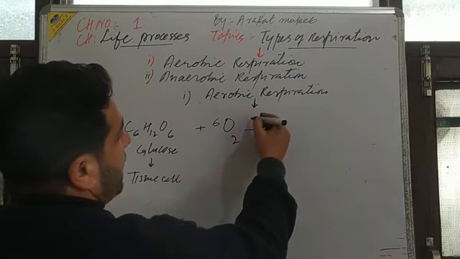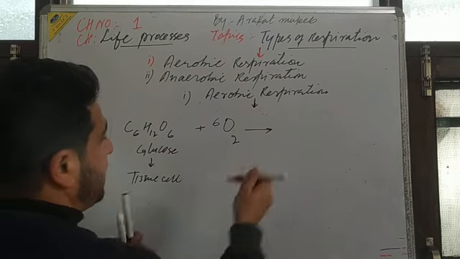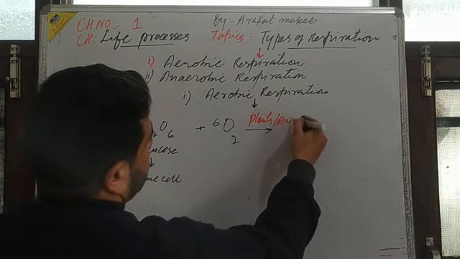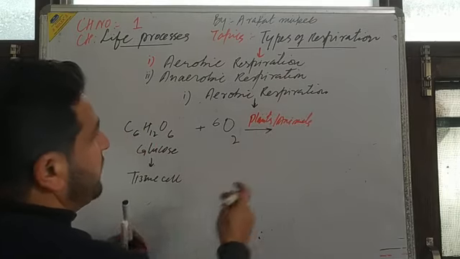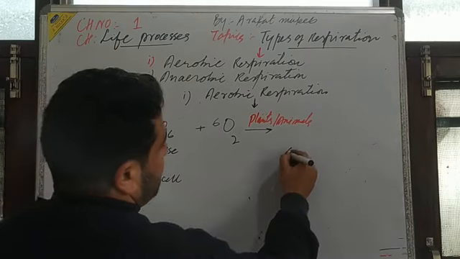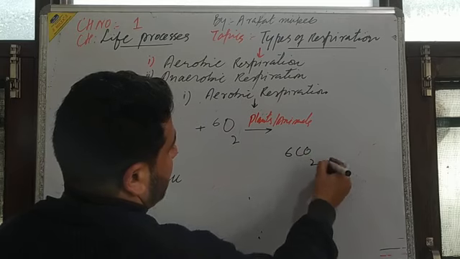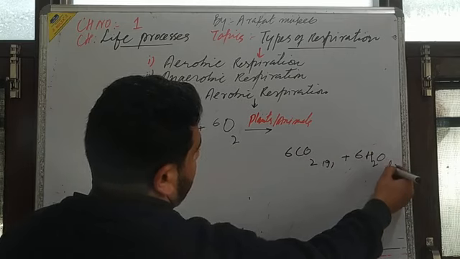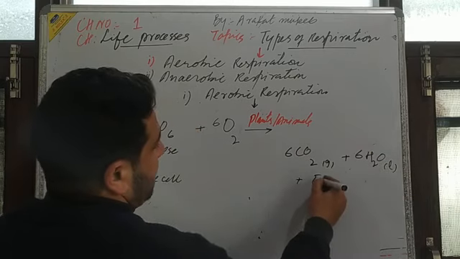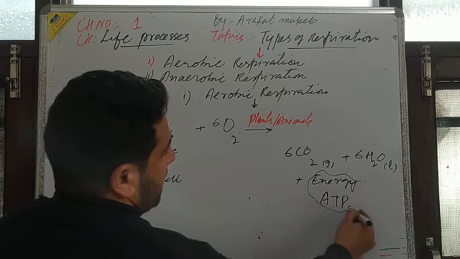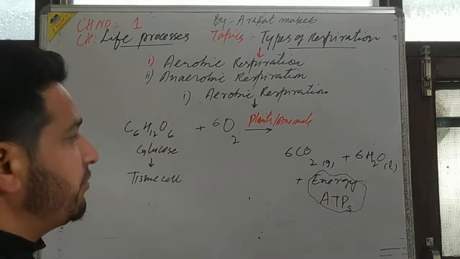This takes place in plants and in animals. Here this type of respiration takes place. Then there is the formation of 6 molecules of carbon dioxide gas plus 6 molecules of water in the liquid state, and there is the simultaneous release of energy. This energy remains stored in ATPs. ATPs are energy rich molecules.